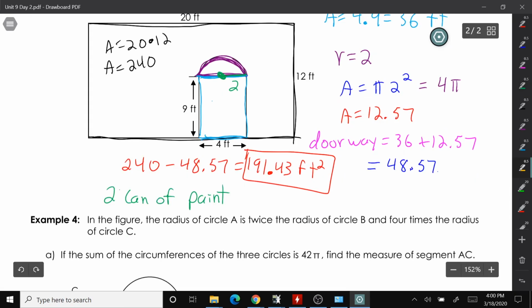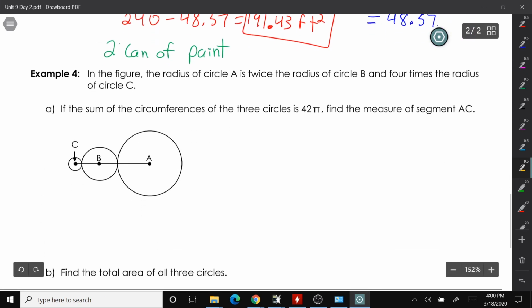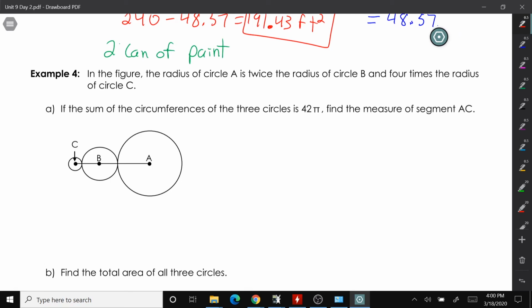Alright, let's look at example 4. It says here that in the figure the radius of circle A is twice the radius of circle B and 4 times the radius of circle C. So that means obviously A is the largest, and the radius of A is 2 times that of B, the radius of B.